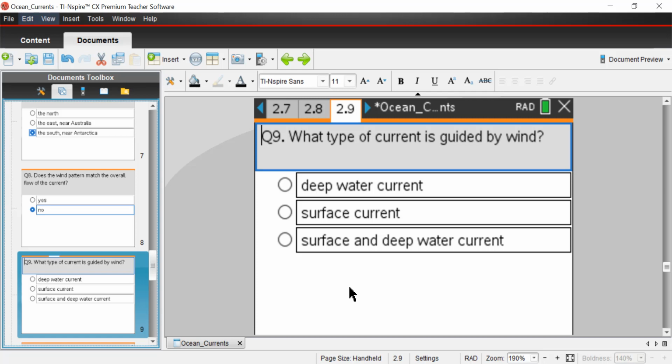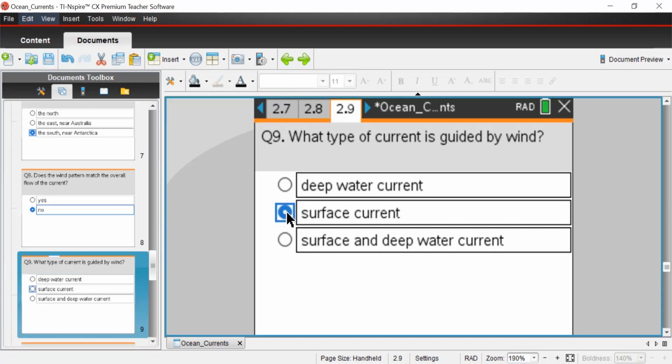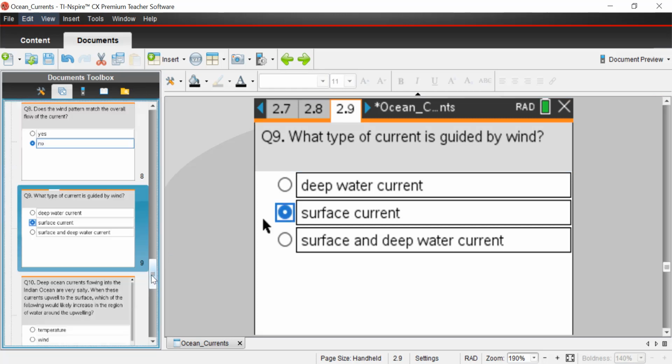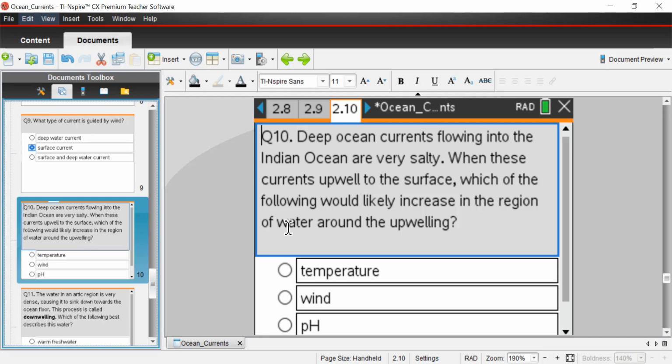Question 9, what type of current is guided by wind? And we already know that. It's the surface current. These are the ones that we feel when we're in the water.